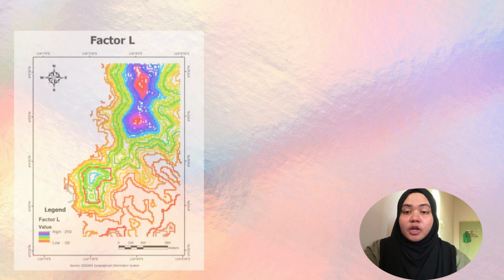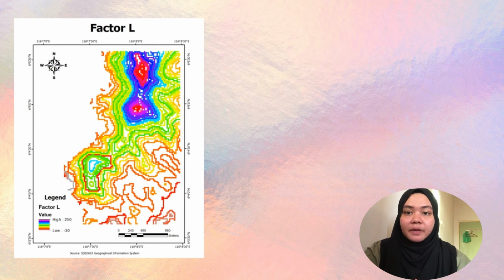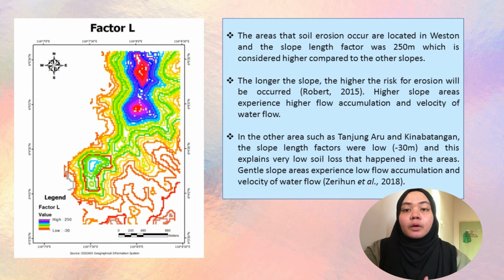Another factor for soil erosion is factor L. Factor L is defined as the distance from the source of runoff to the point where the interaction of angle and the length of the slope affects the magnitude of soil erosion. Soil erosion occurs in Western, where the slope length factor was 250 meters, which is higher compared to the others. The longer the slope, the higher the risk for erosion to occur because it experiences high flow accumulation and water flow velocity.